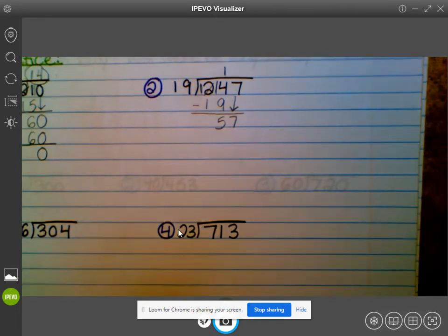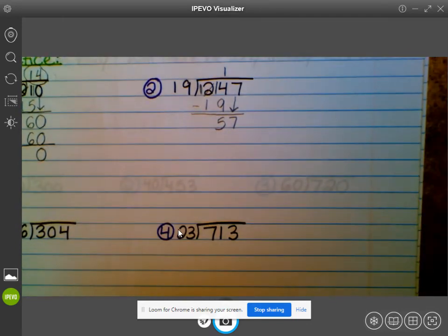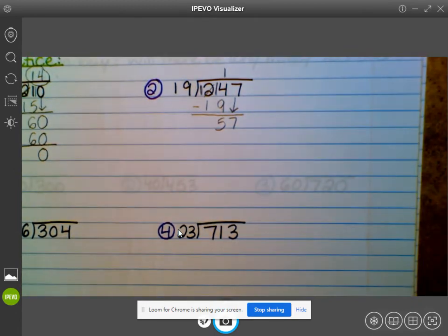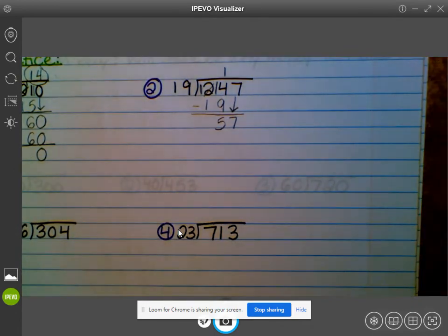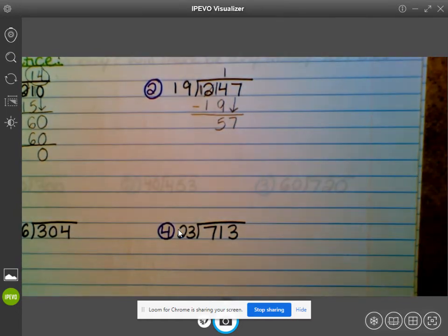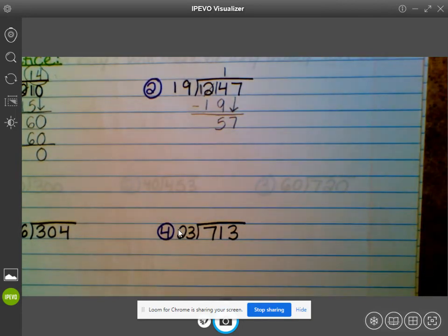19 going into 57. I want you to go off to the side and do the math if you need to. See how many times 19 can go into 57 without going over. Put a thumbs up on your desk when you know how many times 19 goes into 57.